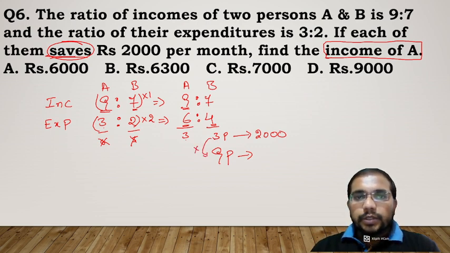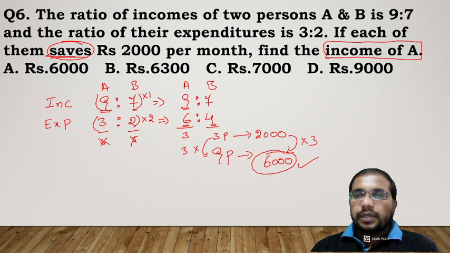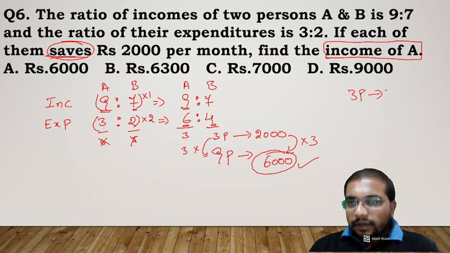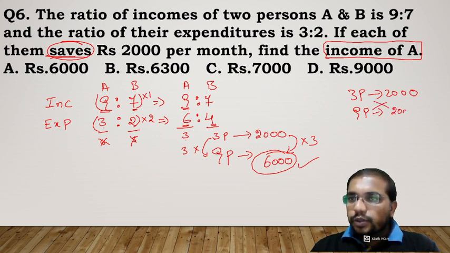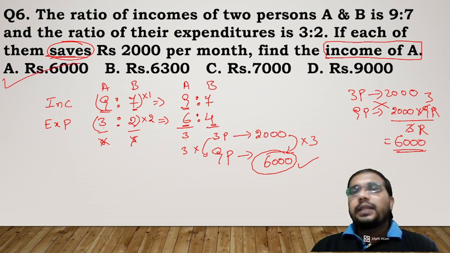Here to here how much multiplied? 3. Then here to here also 3 multiplied. That is how much money? 6000 rupees. Otherwise, 3 parts is equal to 2000. 9 parts is equal to how much? Cross multiplication, you know. 2000 into 9 parts by 3 parts. Parts cancel. 3 times 2 is equal to 6000. So my answer is 6000 rupees. That is the income of A.